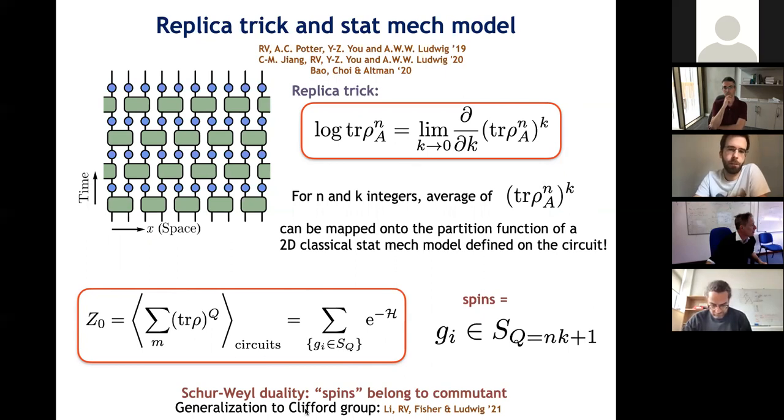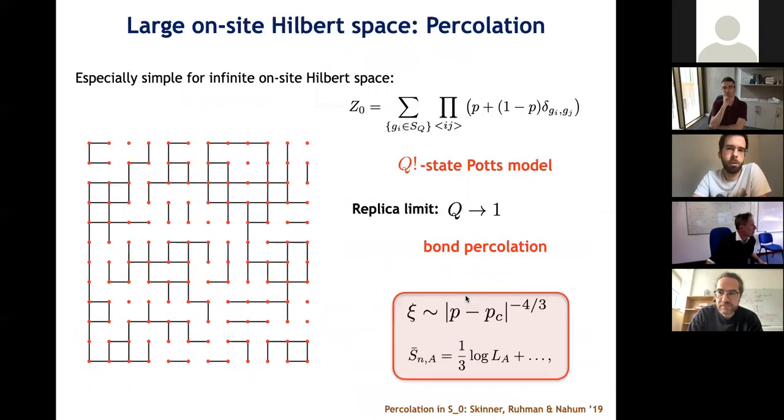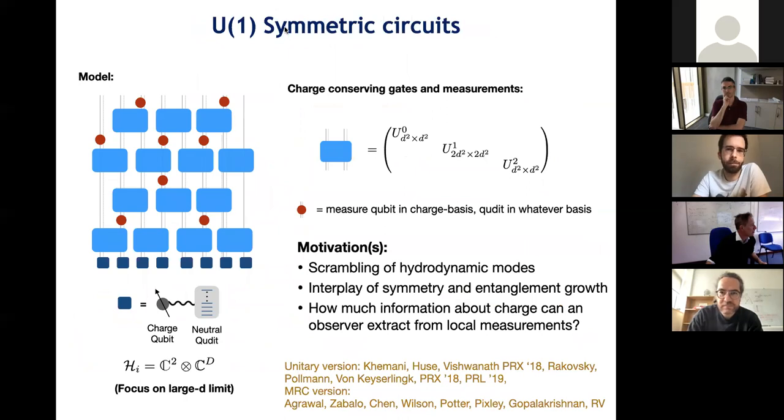We did it for Clifford gates, for the Clifford group, in that paper with Yaodong Li, Matthew Fisher, and Andreas Ludwig. And the recipe we had there we could generalize to different subgroups. So in principle, we could do different families of gates, and you get different universality classes.